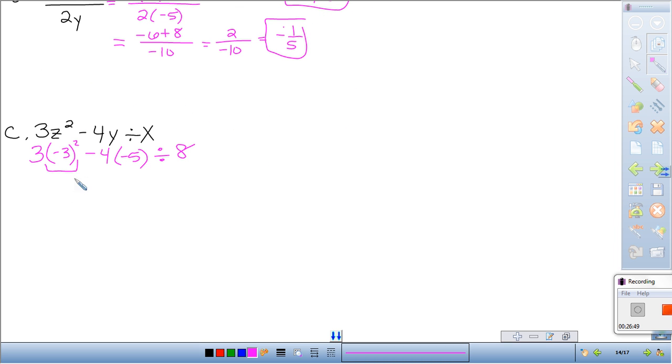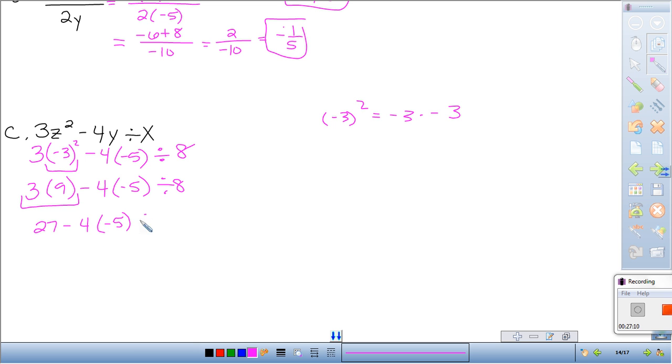So negative 3 squared. Remember that negative 3 squared means negative 3 times negative 3, and negative times a negative gives you a positive. So I have 3 times 9 minus 4 times negative 5 divided by 8. And we're going to multiply and divide left to right. 3 times 9 is 27 minus 4 times negative 5 divided by 8. And then we have 4 times negative 5.